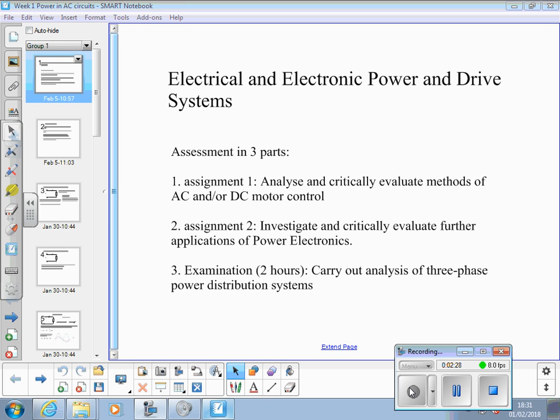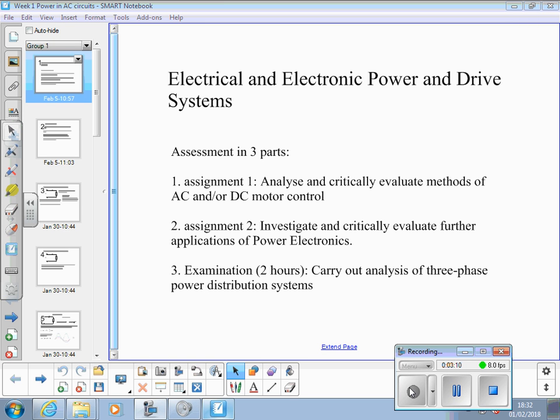And then the third part to the assessment is the 2-hour examination, late May. I've got a date for it, but I can't remember what it is off the top of my head. Carry out analysis of 3-phase power distribution systems. That's a little bit more than that, because I've got a question on transformers in there, star and delta systems, and load centers. And we'll be going through that work, the whole 10, 11 sessions before we start revision, and then there'll be revision sessions at the end, practice questions, and an example paper.